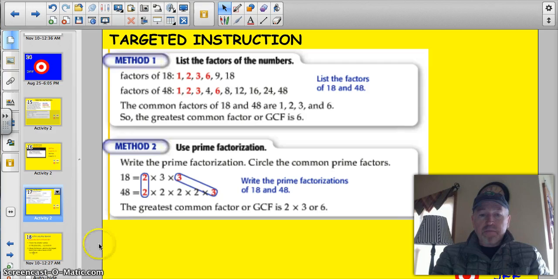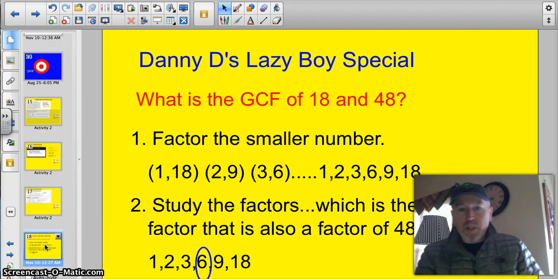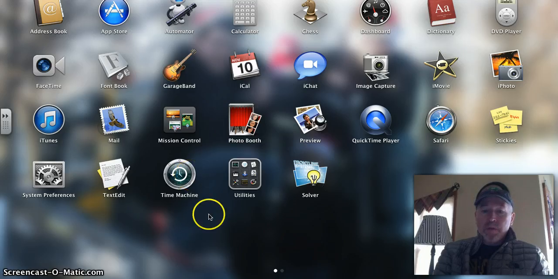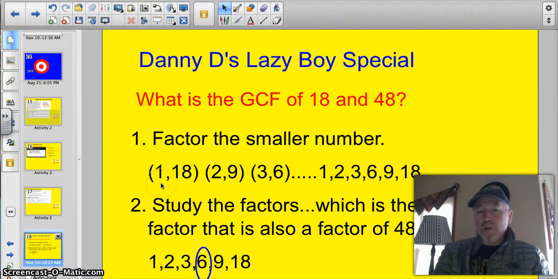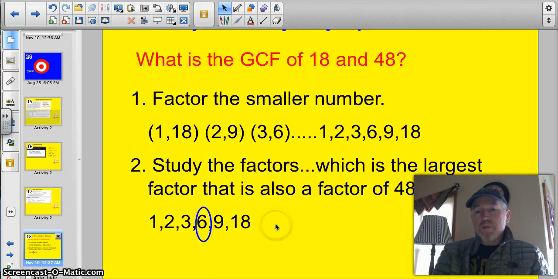and you get 6 again. All right, there is a third method, and I call this one Danny D's Lazy Boy Special. When you say, what is the greatest common factor between 18 and 48? Well, I factor the smaller number. Sorry about that. I factored the smaller number. So I do this in my head. I had 1 and 18, 2 and 9, 3 and 6. Then I write those factors out in order. And then I study the list of factors, and I say, which is the largest one that is also a factor of 48? And of course, I start out on this end.